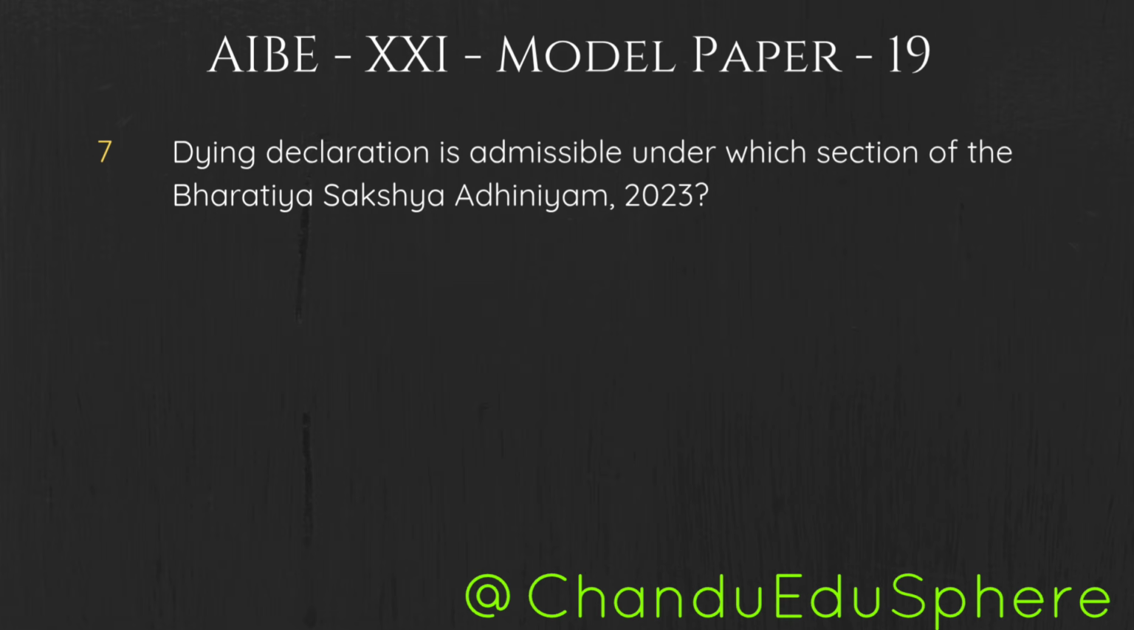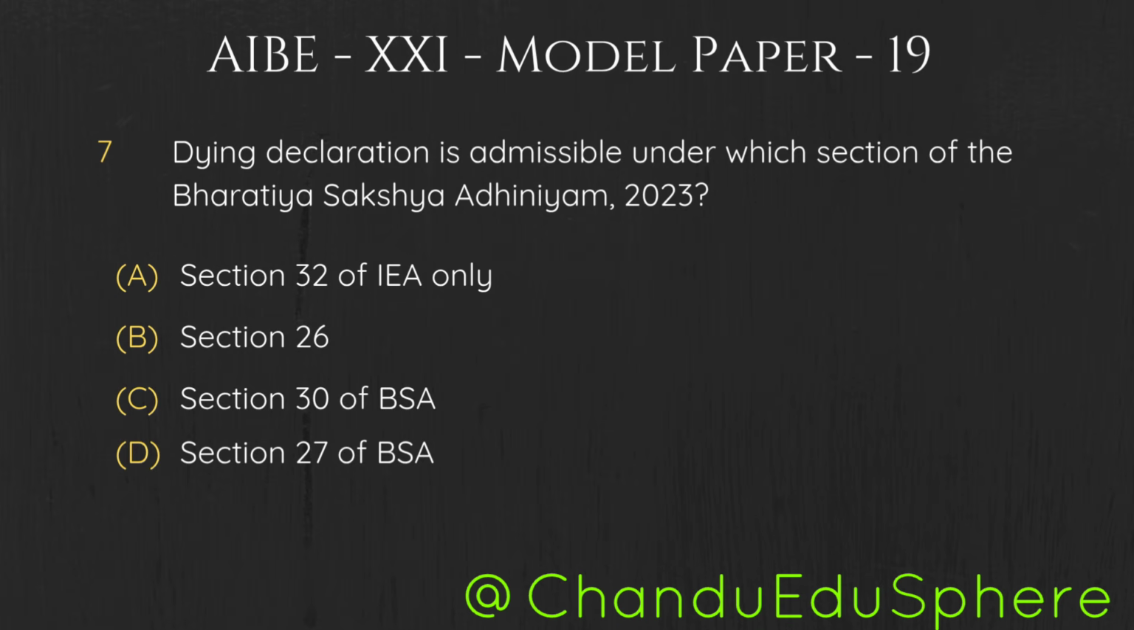Dying declaration is admissible under which section of the Bharatiya Sakshya Adhiniyam 2023? Section 26 of the BSA 2023 deals with statements by persons who cannot be called as witnesses, including dying declarations, mirroring Section 32(1) of the Old Evidence Act. So, Section 26 or B is the correct choice.